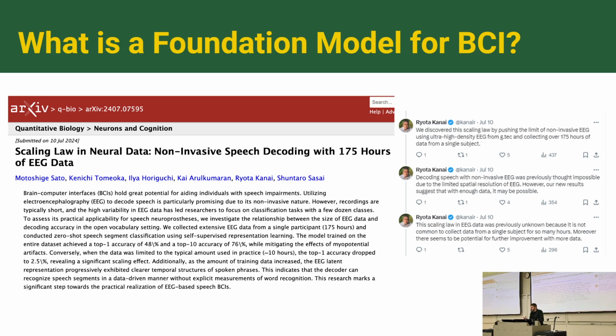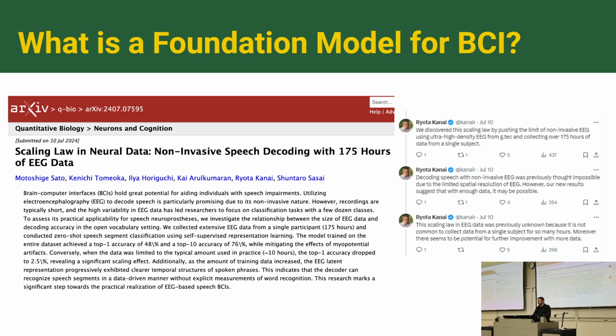this non-invasive EEG using ultra-high density, I think it was like 300 or 400 electrodes in the ultra-high density setup, and then collected 175 hours of EEG, which is, if you work with EEG data, that's a huge amount from a single subject. And so this final tweet here, the scaling law was previously unknown because it's not common to collect data from a single subject, but I think prior to this, with non-invasive EEG, to get the results that they claim that they have shows that the scaling law, we are nowhere near hitting the ceiling.